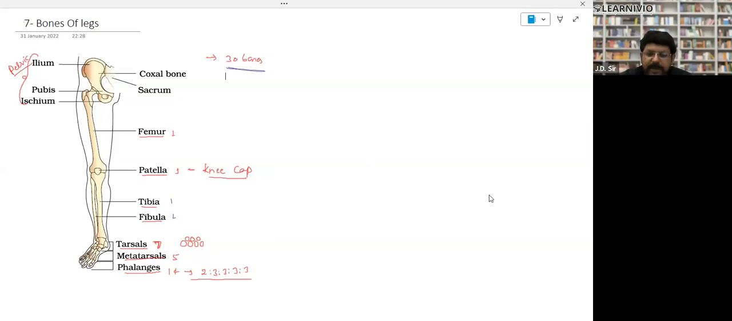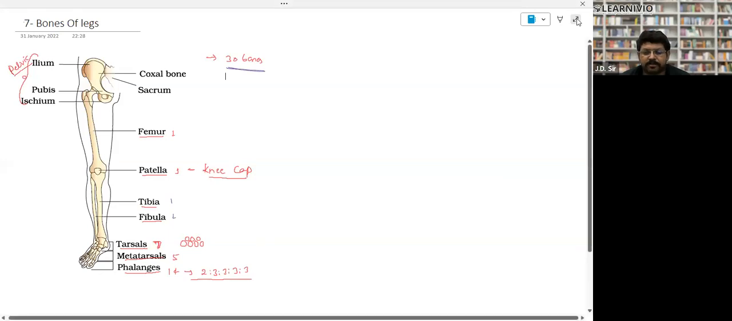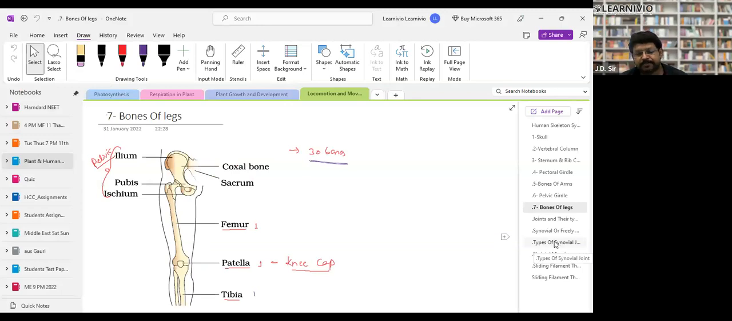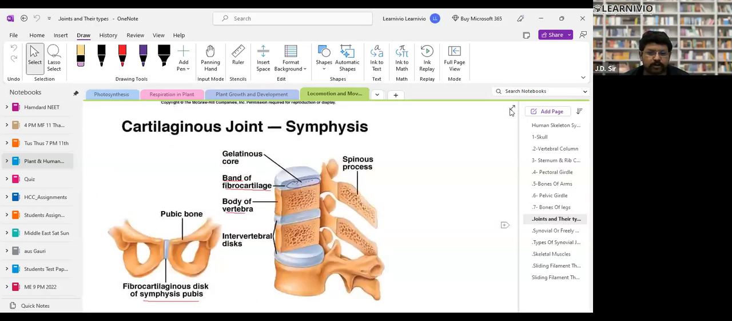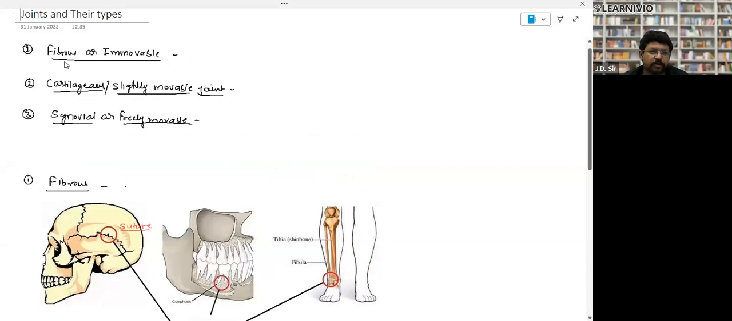So next part is joint. We will study joint and its movement, right, in next class. So these all bones we have discussed over here. Next class we'll discuss from the joints onward. So there are 3 types of joint: fibrous or immovable joint, cartilaginous or slightly movable joint, then synovial or freely movable joint, right?